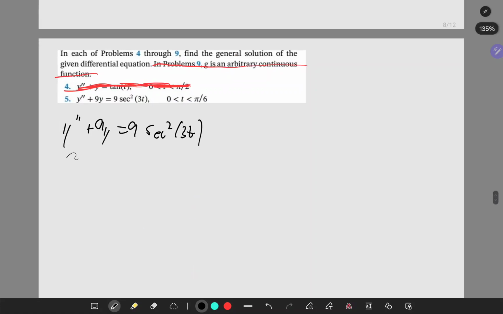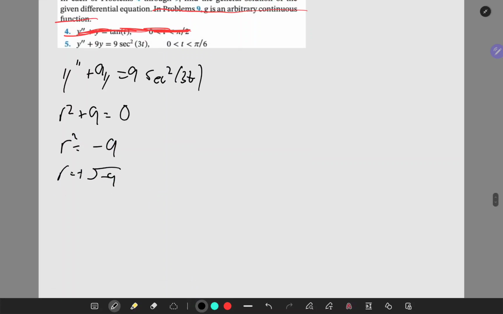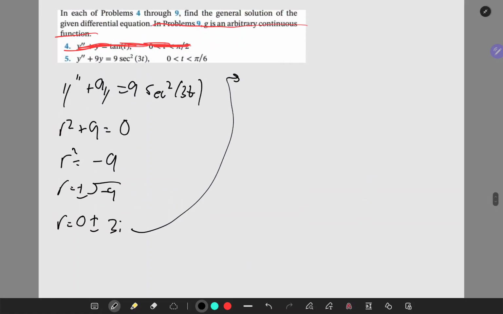We'll be left with, remember, propose y equals e to the rt, take the first, second derivative, plug them in, cancel out the e to the rt's, and you're left with the homogeneous equation. This would be complex, right? So then r is equal to the square root of negative 9, which is 0 plus minus 3i. Remember complex, we're going to use Euler's formula, but I also showed you a shortcut to get around Euler's formula. So I'm going to use that shortcut.